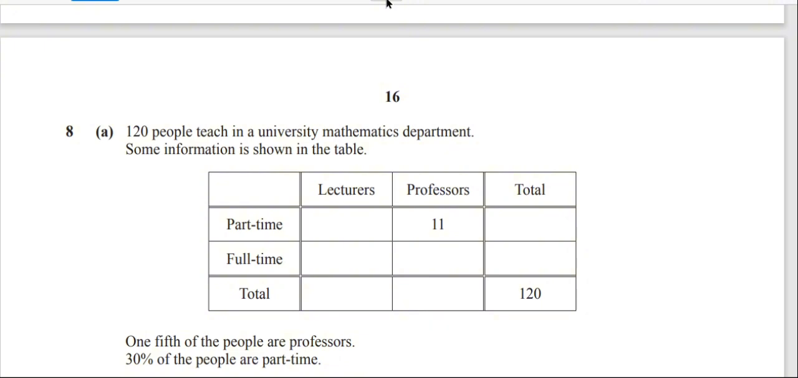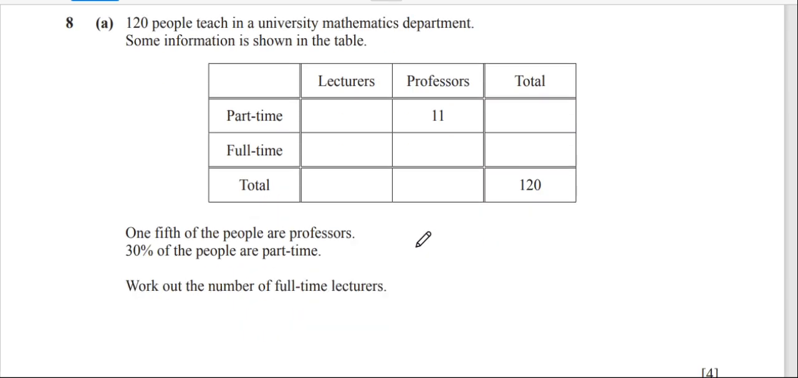All right, so we can see now they also continue with the information by telling us that one-fifth of the people are professors. So one-fifth of the total number of people teaching in this university are professors. So let's work that out. One-fifth, so 1/5 of 120. So 5 here will give us 2, remainder 2, 5 here will give us 4.